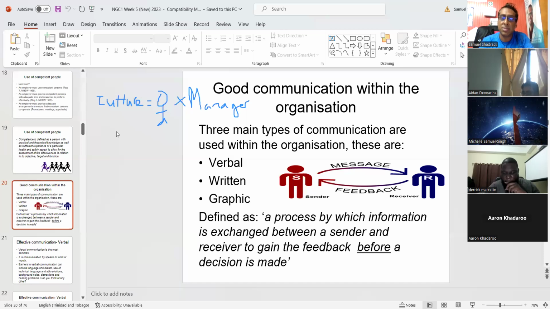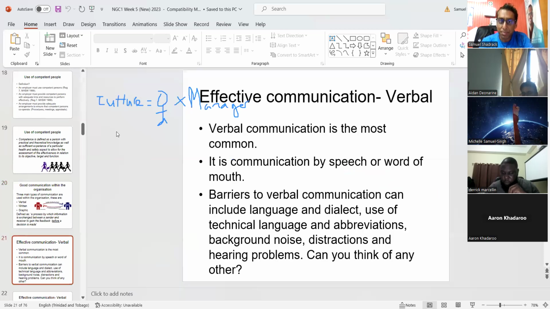If you want, I could go to my next slide. You see, you have that as well, right? So verbal communication is the most common. It is communication by speech or word of mouth. They have barriers to verbal communication, such as language, dialect, the use of technical language, abbreviations, background noise, distraction, and hearing problems. And could you think of any other?